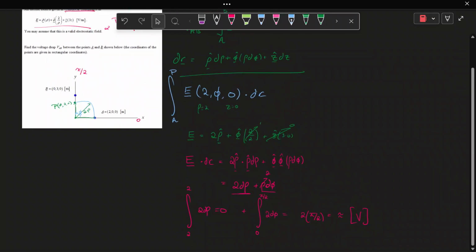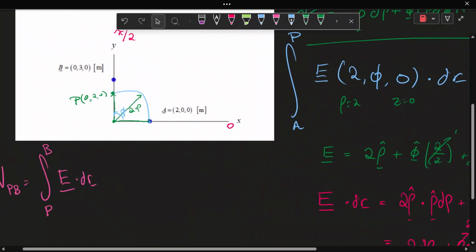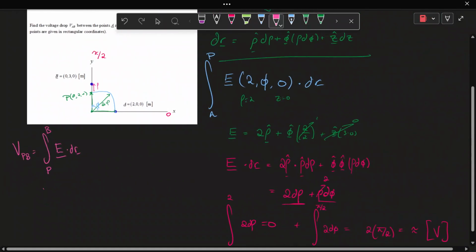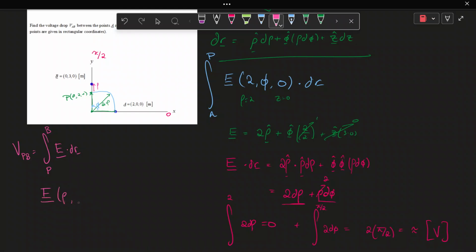Now we have to worry about the voltage drop from point P to point B. Voltage drop from point P to point B is equal to the integral from point P to point B of, again, E dot dr, and we're going to do the exact same process we just did. From point P to point B, what is changing? Well, we know rho is changing. Rho is changing from 2 to 3. So our E vector will look like this. Rho, it's the variable. Phi is pi over 2, and z is still 0.